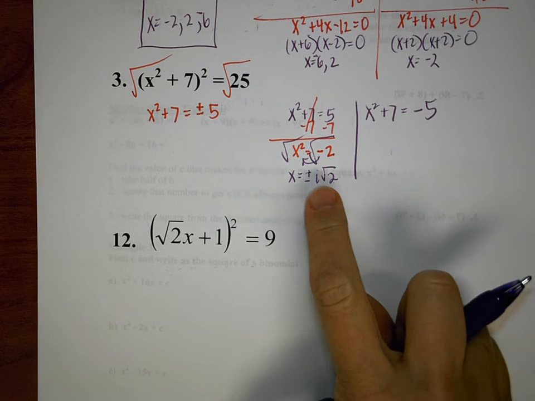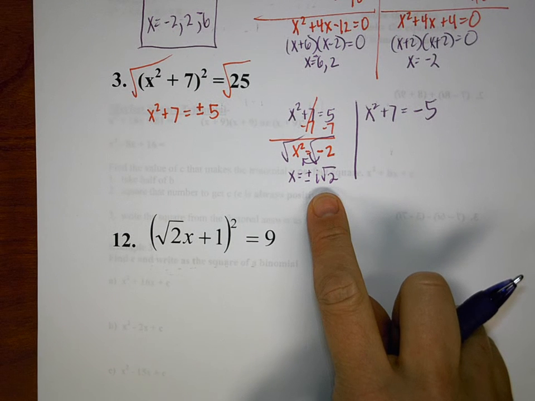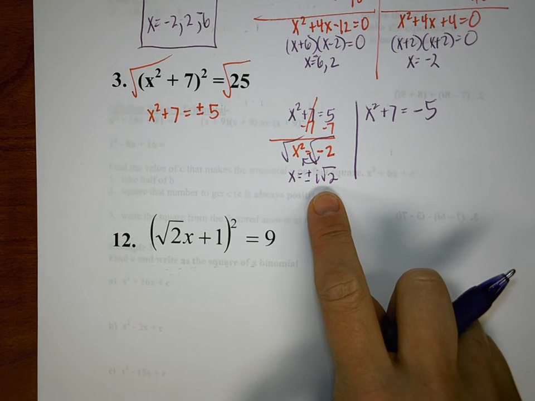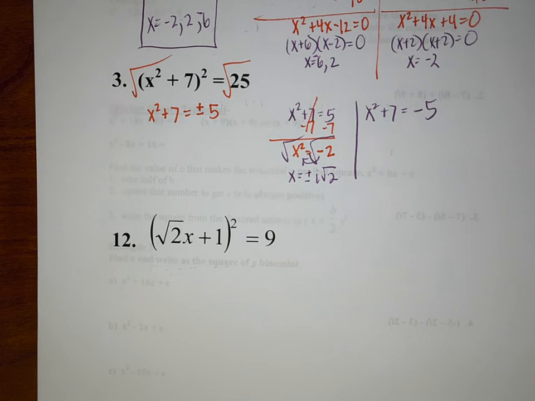How many answers are here right now? No? 2. Because it's i root 2 and negative i root 2. Plus or minus means there's 2 answers. There's the positive answer and the negative answer.